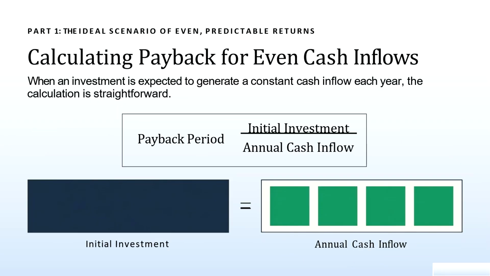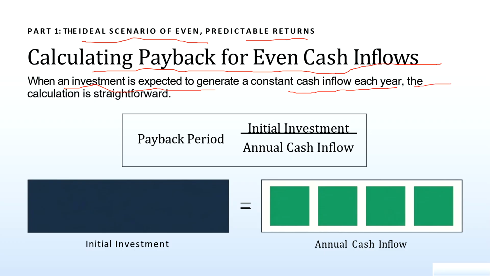Part 1 is the ideal scenario of even, predictable returns. Calculating the payback period for even cash inflow. When the investment is expected to generate a constant cash inflow each year, the calculation is straightforward. The payback period equals initial investment divided by annual cash inflow.